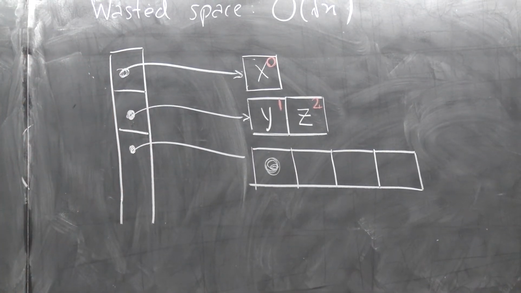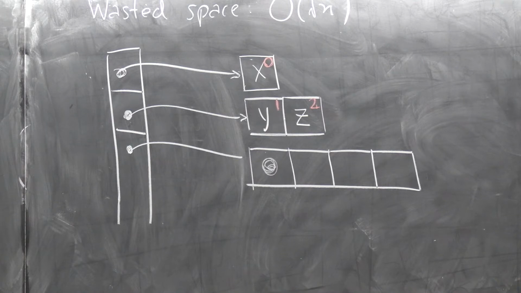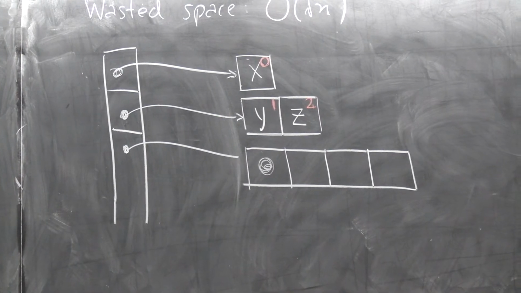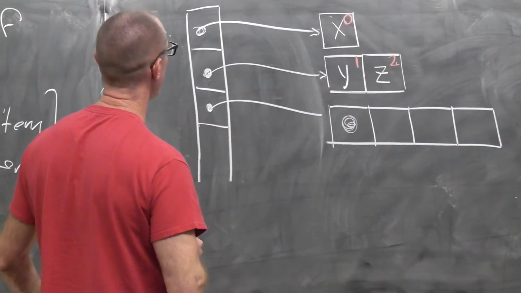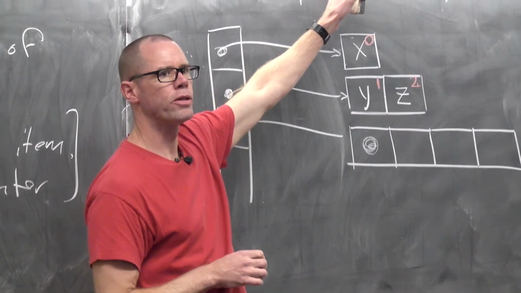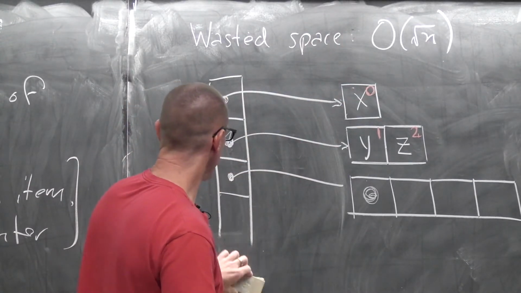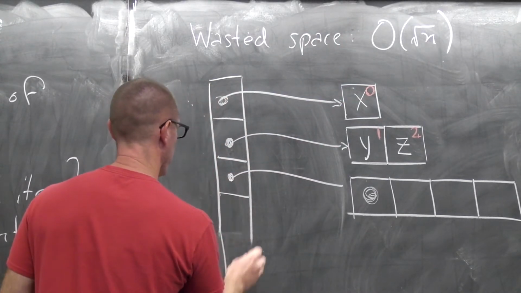So let's think ahead a few steps and see if that's going to get us what we want. Remember, we're shooting for wasted space proportional to the square root of n. So imagine we've been doing this for a while.